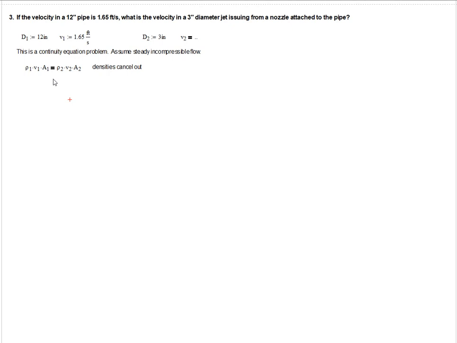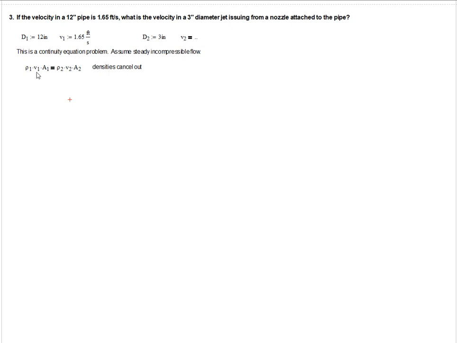Now, because this is incompressible, we know that the densities are going to cancel. Note that we aren't told what this fluid is. It could be water, it could be benzene, it could be whatever. It's probably water, but because the densities are constant, anything related to the chemical and physical properties of the fluid is going to cancel out, and so we really don't need to know what this fluid is anyway.